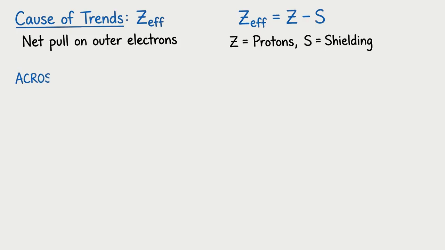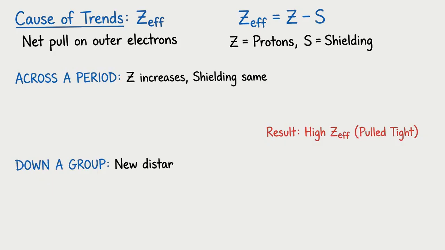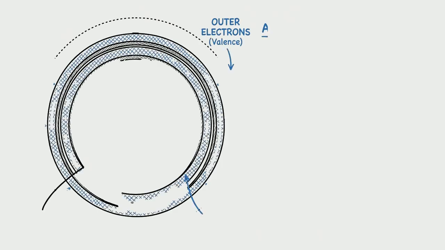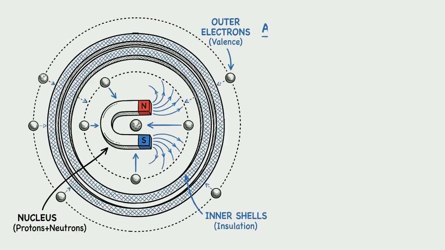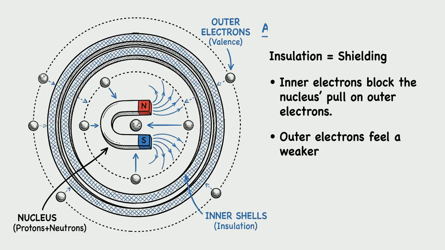Across a period, Z increases by 1 with each element, but the added electrons go into the same shell, so shielding doesn't increase much. That means Z_eff increases, and the outer electrons are pulled in more tightly. Down a group, Z also increases, but now the electrons are added to new, more distant shells. Shielding increases significantly, so Z_eff doesn't rise as much, and the outer electrons are held more loosely. Think of the nucleus as a magnet and the electrons as metal balls. Inner electrons act like insulation, reducing the magnetic pull felt by the outer ones.